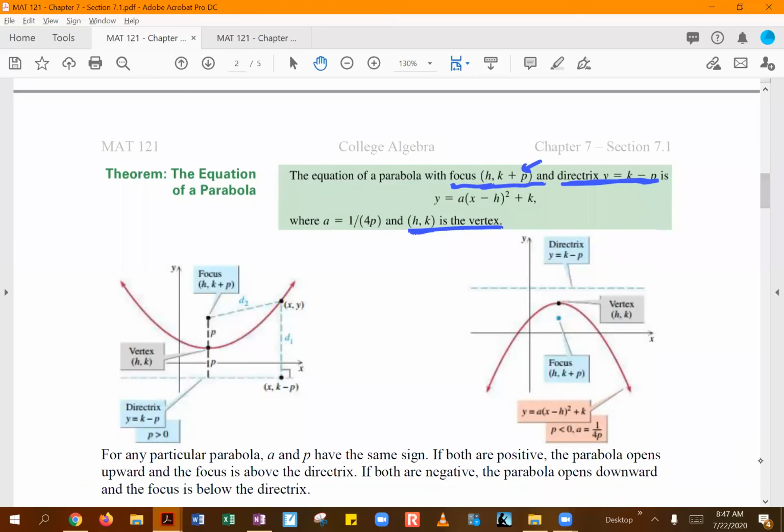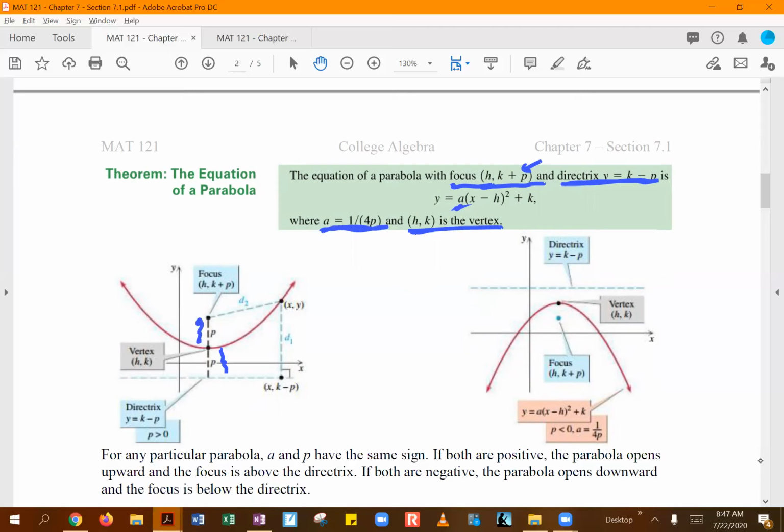And we are also defining the relationship between our a, which is the leading coefficient on our parabola. So the a value can actually help you find what the p value is. If you know what that a is, you can calculate the p value. Again, remember, p is the distance between the vertex and our focus, or the distance between the vertex and our directrix. And of course, your original vertex, as I said, is going to be at h, k.